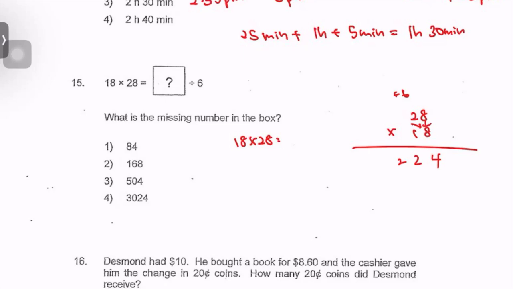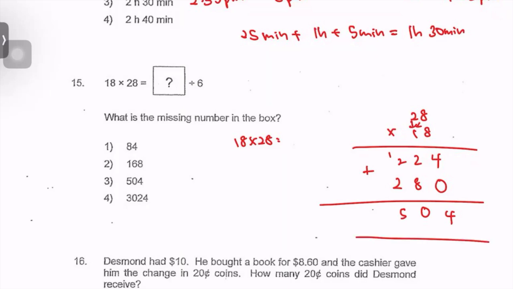Now we can erase this, and these arrows. Okay, so before you move on, remember to put a 0 first. Next will be 8 times 1, which gives you 8, and 2 times 1, which gives you 2. So now you just have to add these two rows of numbers together. 4 plus 0 gives you 4. 8 plus 2 gives you 10, so you carry 1 over. 2 plus 2 plus 1 gives you 5. And hence the answer is 504.